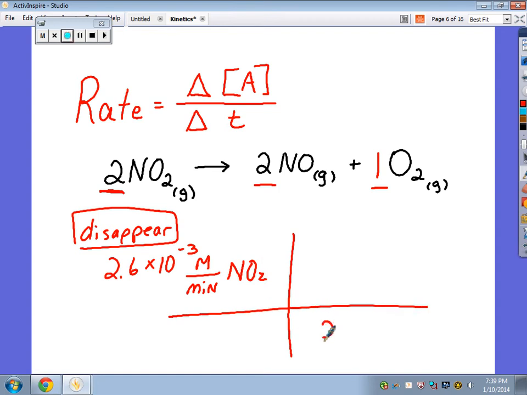And so for every 2 moles of NO2 that goes away, 1 mole of oxygen is being produced. And if I do my math, I'm going to go ahead and take 2.6 times 10 to the negative 3 divided by 2. And that equals 0.0013 molarity per minute. That's the rate of appearance of oxygen. Moving on.